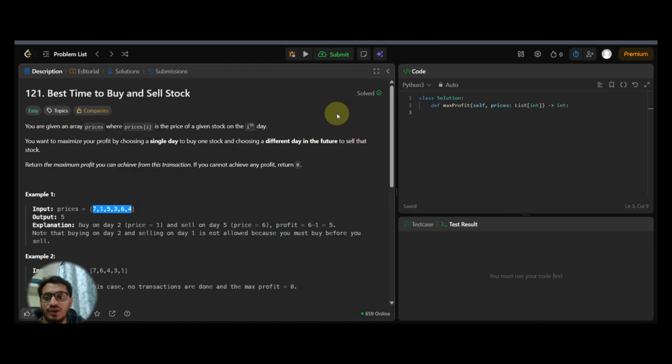Everyone, let's see today's LeetCode problem number 121, Best Time to Buy and Sell Stock. The problem states that we are given an array prices, where prices[i] is the price of the given stock on the ith day. You want to maximize your profit by choosing a single day.